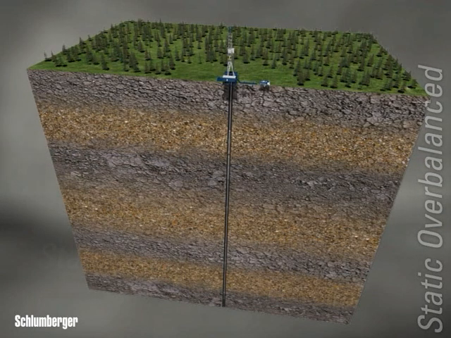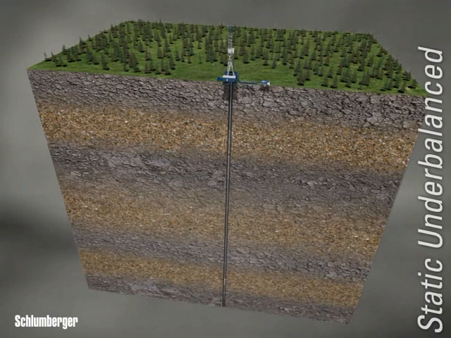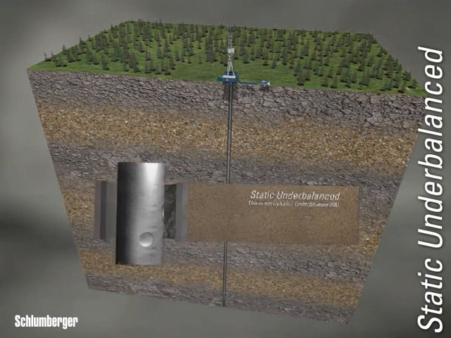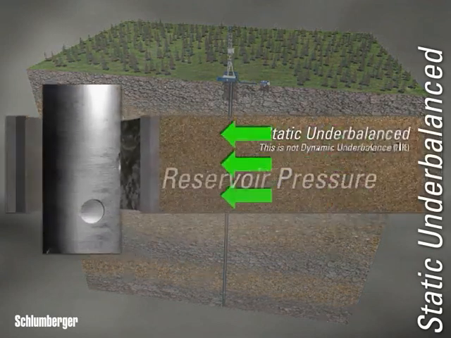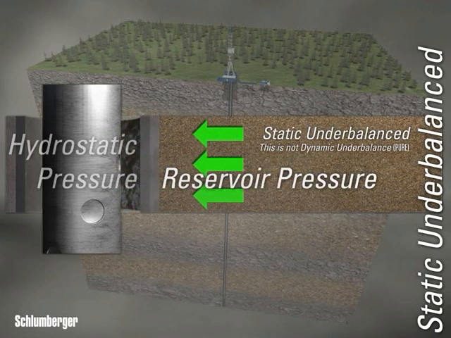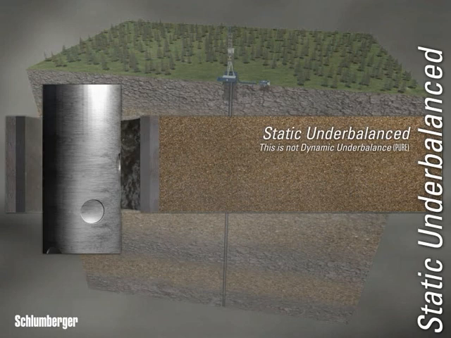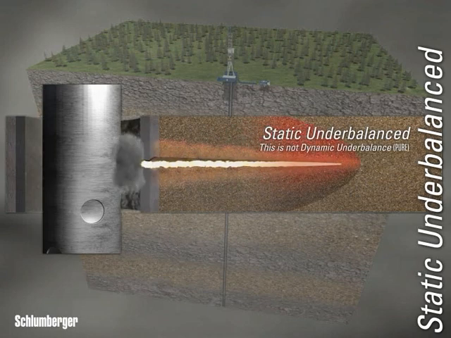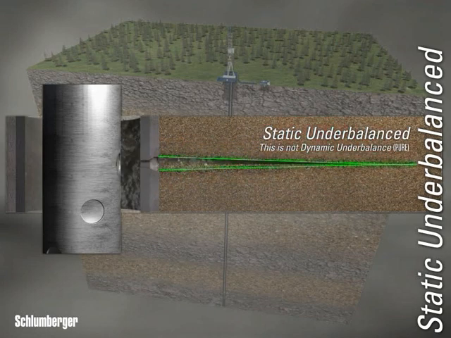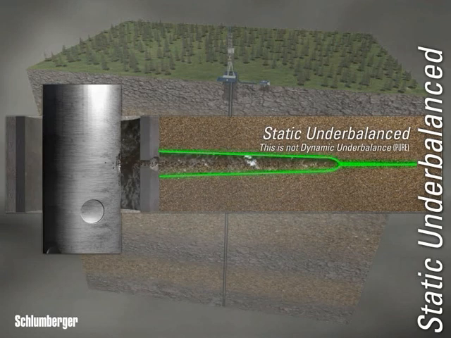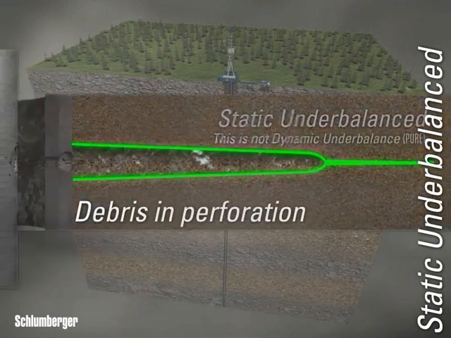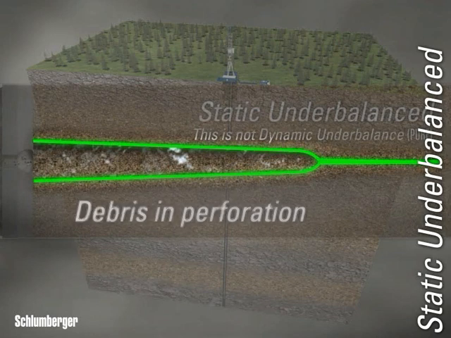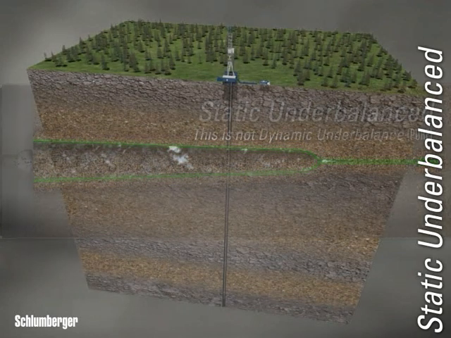Conversely, in an underbalanced, or static underbalanced, well, the hydrostatic pressure inside the casing or liner is less than the reservoir pressure. During perforation in an underbalanced well, there is no fluid invasion into the perforation cavity. Instead, positive flow from the reservoir drags out some of the perforation debris and crushed rock, leaving a cleaner perforation. While this approach can be effective, the technique alone does not deliver consistent results.